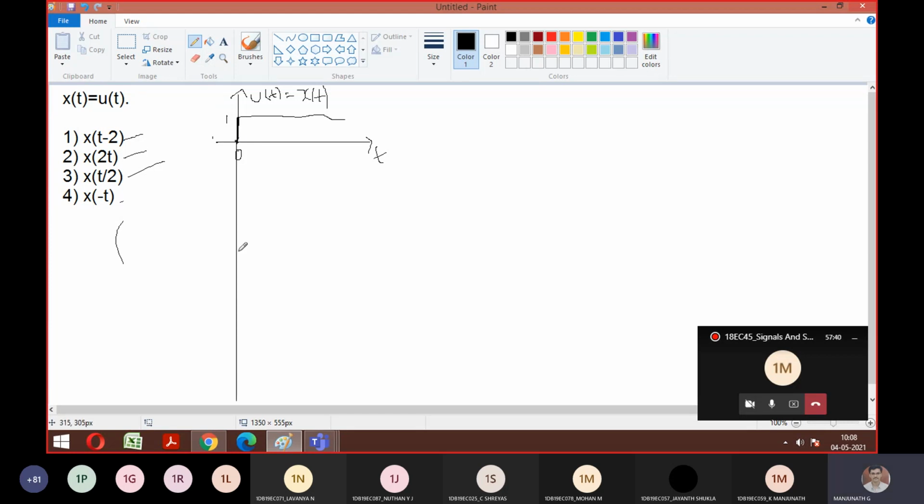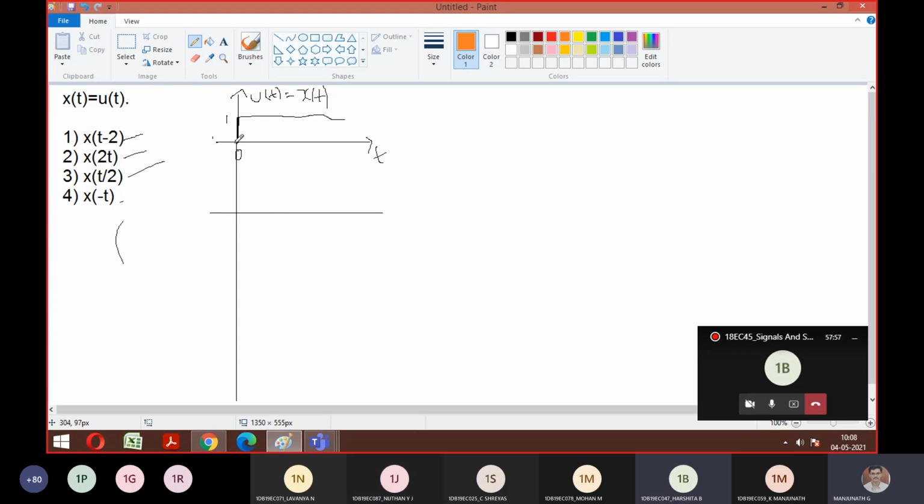So the first category. U of t minus 2 means what, guys? For whatever things is there, we should perform shifting. Shift by 2. Delay by 2.